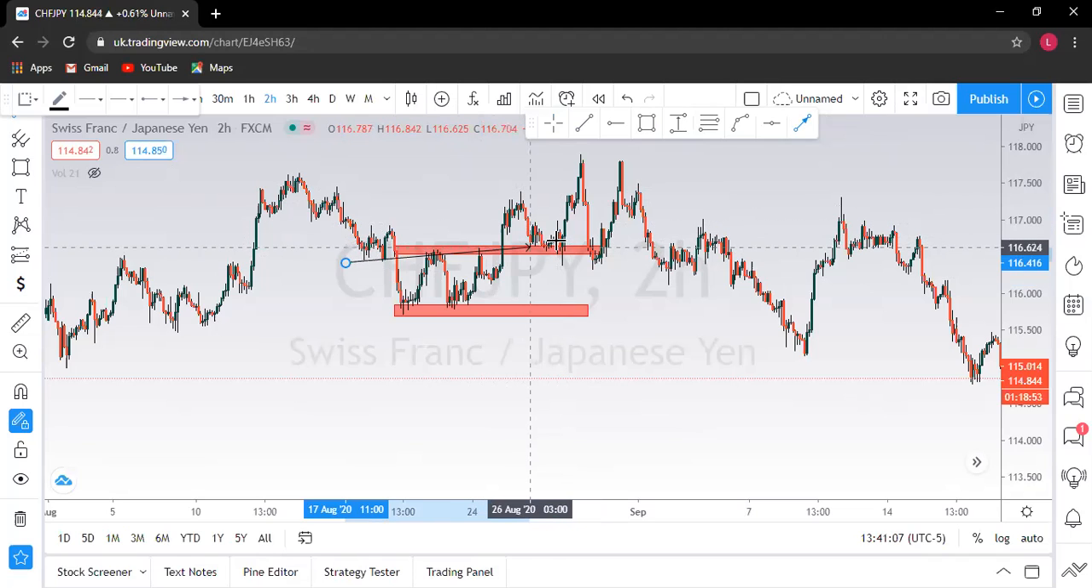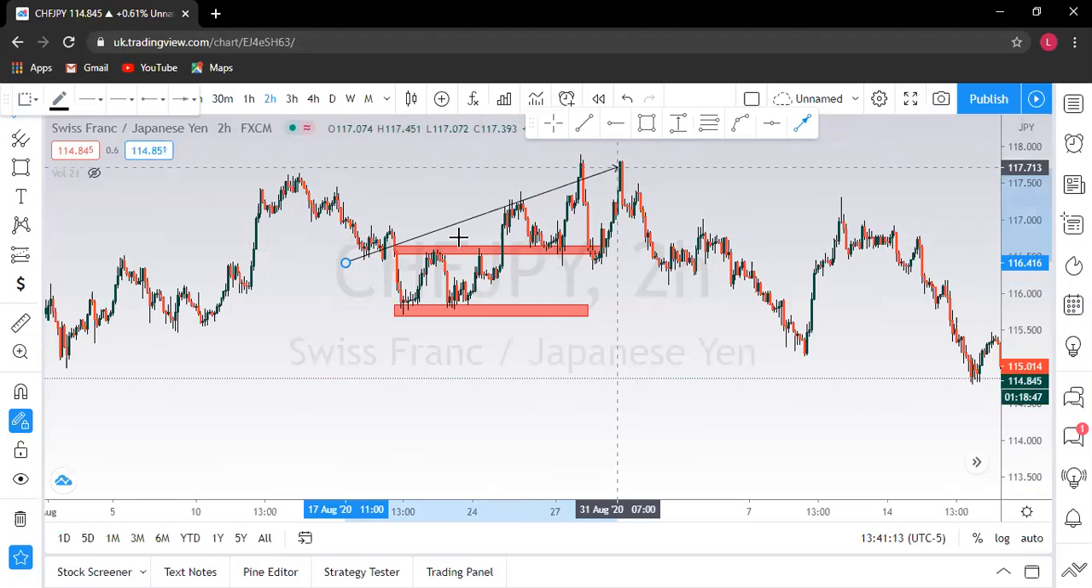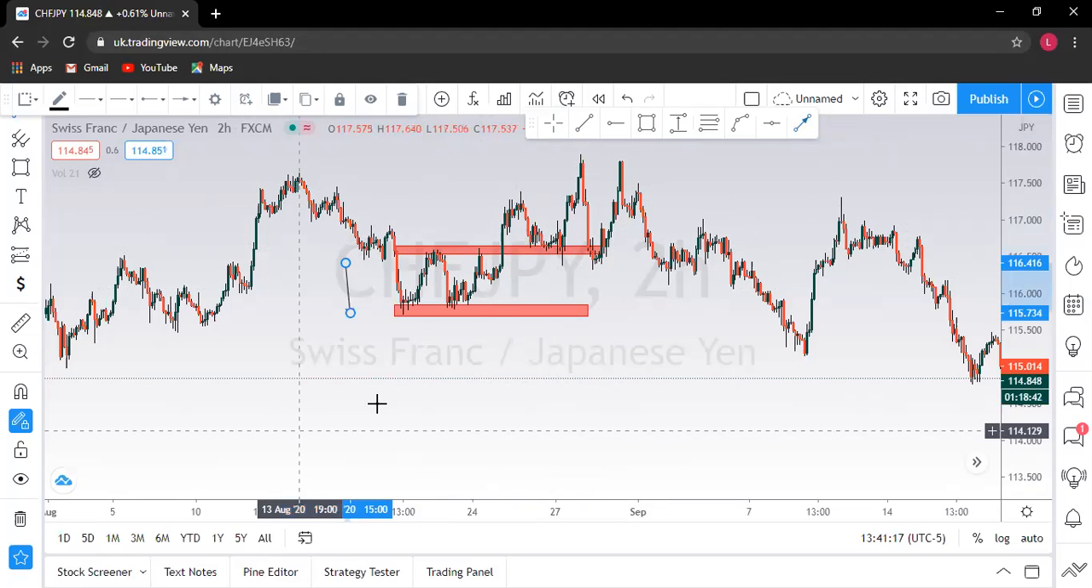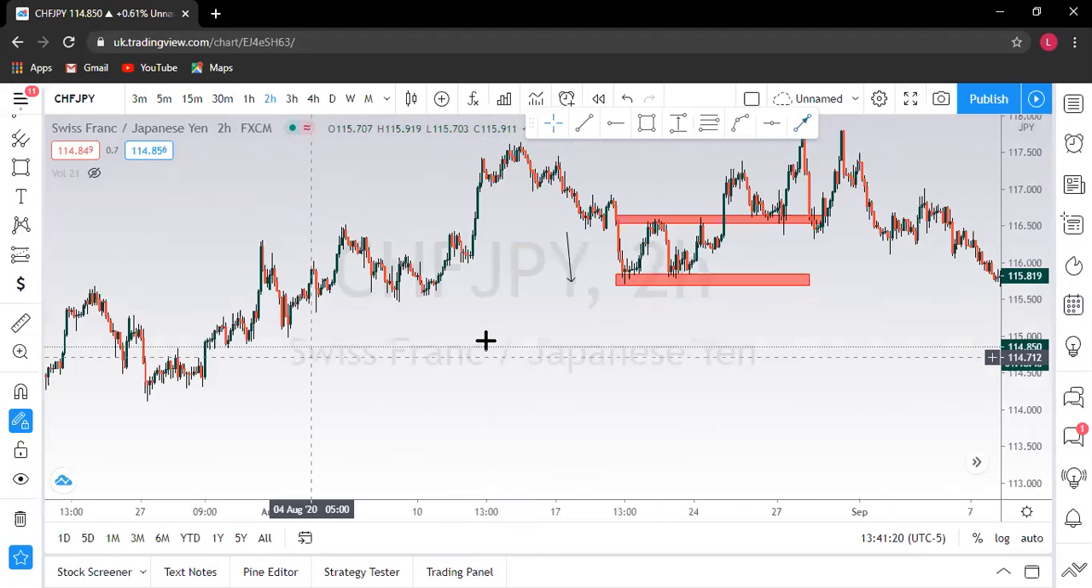Can you see the way they tested it? And they bought. They came back again the second time. They bought again. It shows that they actually respect that level. Sure, you understand. So that is that about break and retest.